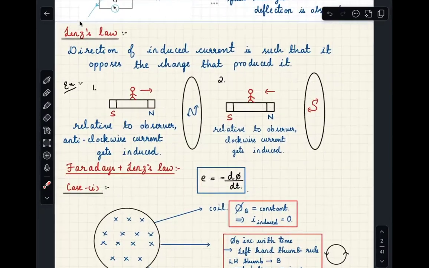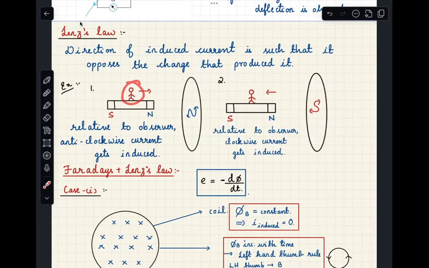Lenz's law. You can see here an observer. When he is going towards the coil, what is happening? The direction of the induced current is such that it opposes the change that produced it. I repeat, the direction of induced current is such that it opposes the change that produced it. For example, what is inducing current here? North pole moving towards the coil. So the induced current needs to flow in such a way as to oppose this, meaning to repel the north pole. To repel the north pole, what option do you have? To repel a north pole, you require a north pole.